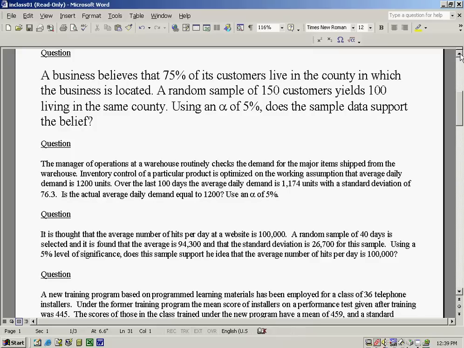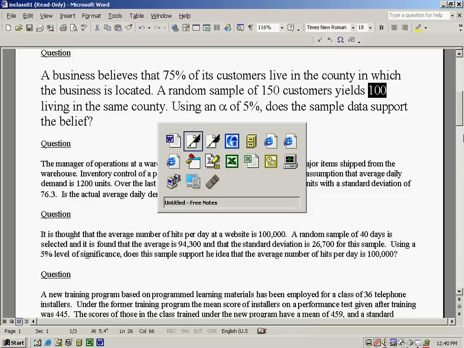Again, we're going to do this problem without the interpretations that we will do later, next class for instance. Let's first get the information down from the problem. The 75% is a belief. We're going to use that in the hypotheses. A random sample of 150 customers, that's the sample size n. The 100 is the x in the p-hat calculation. So the p-hat is going to be 100 divided by 150. P-hat is always one whole number, an integer, divided by another integer.